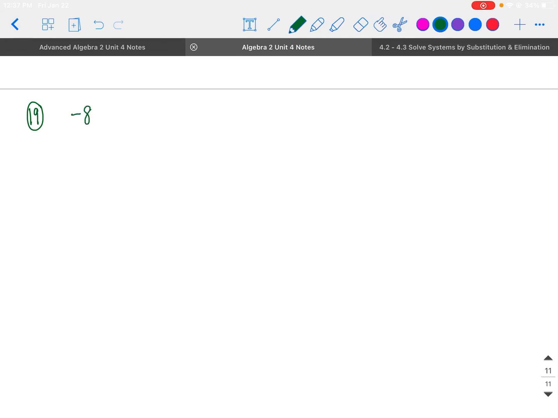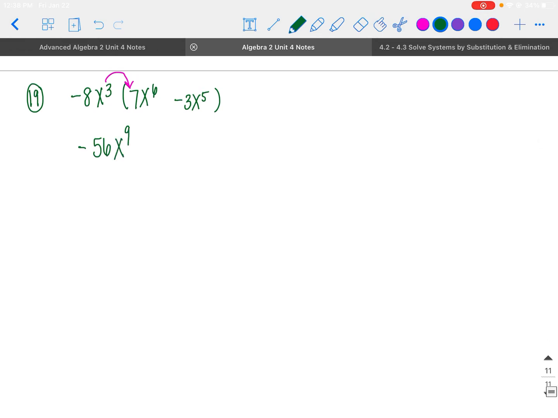Number 19, negative 8x cubed times 7x to the 6 minus 3x to the 5th. When we distribute, that becomes negative 56x to the 9th. You add the exponents. And then this becomes plus 24x to the 8th.